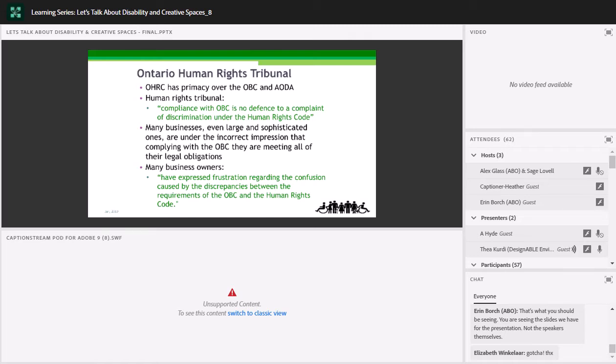So as mentioned earlier, the Ontario Human Rights Tribunal has primacy. I wanted to provide this slide so that everything I said, if you didn't catch it in the captioning, you would have it here as well. And we want to just make sure that business owners and people who are running facilities are very clear what the responsibilities are.